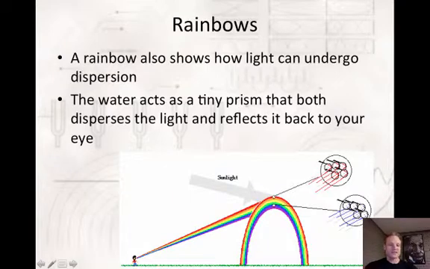So a rainbow, like I said, also undergoes dispersion, and these little tiny water droplets act as a tiny prism that disperses the light and then reflects it back to your eye. So here in this picture, we've got a person right here, and the sun would be somewhere up here. And there's the sun. And the sun's light is hitting a spot where there are water droplets, so it has to be raining. Okay, and so the water droplets act just like a little tiny prism, and they create the colors of the rainbow.